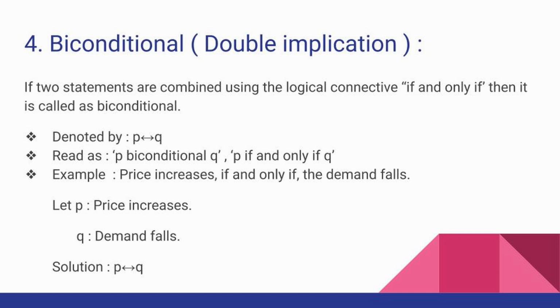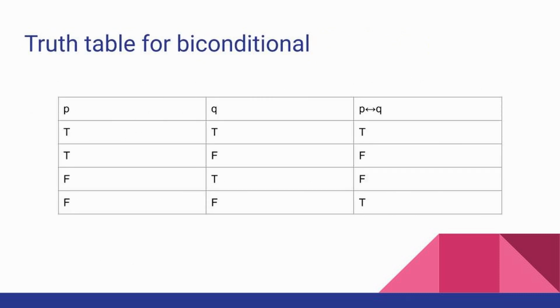Price increases if and only if the demand falls. Here let P be price increases and Q be demand falls. Hence the solution is P ↔ Q. So the answer is price increases if and only if the demand falls. The truth table for biconditional is as follows. When both P and Q are true, the answer is true, and when both P and Q are false, the answer is true. For all other conditions, the truth value is false.